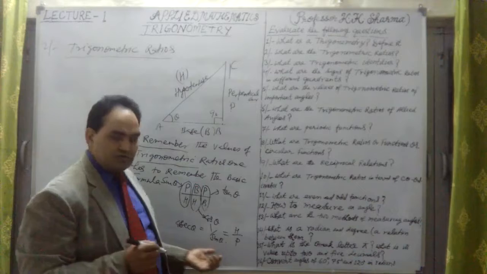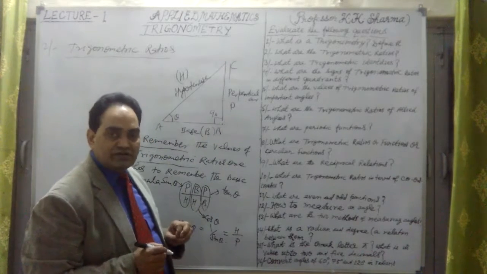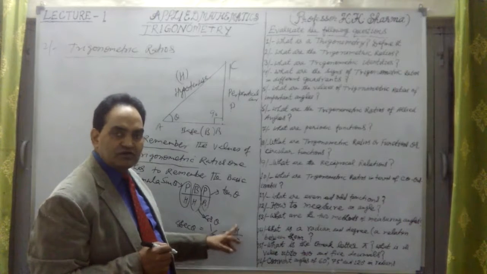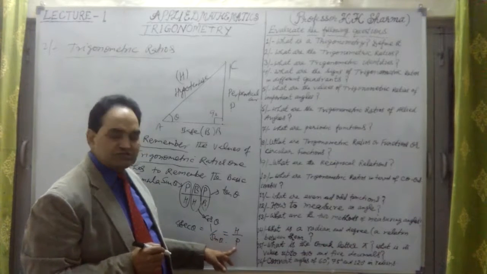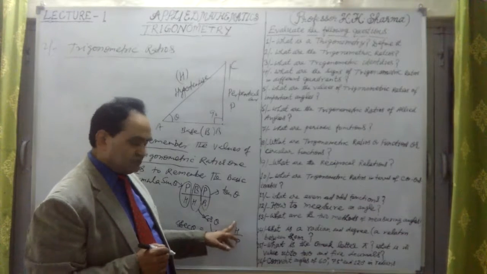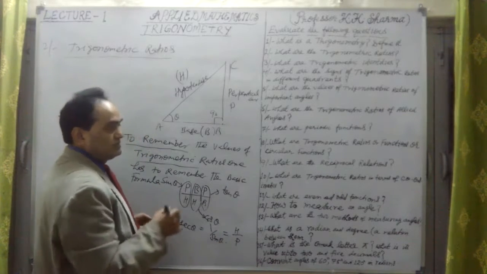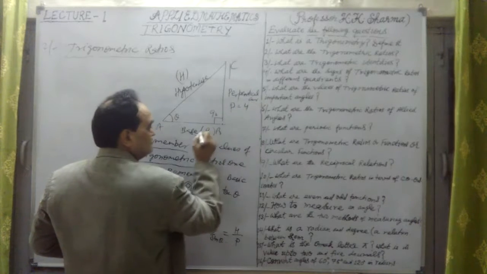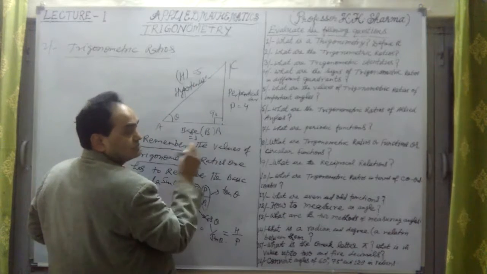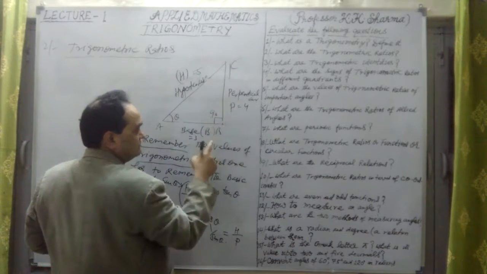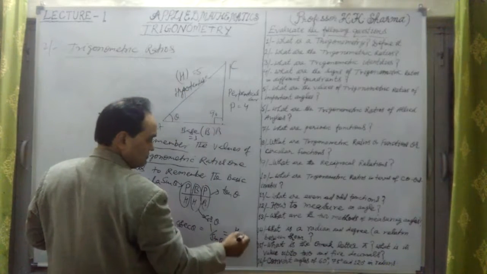If the sides of a right angle triangle are given in terms of values, then you can find these ratios. Suppose H is 5 and P is 4, and this is 3 here. So in terms of numerical values, cosec theta, the reciprocal of sin, is 5 by 4.